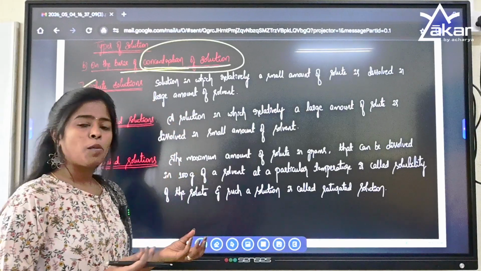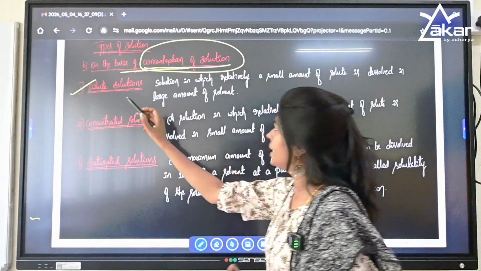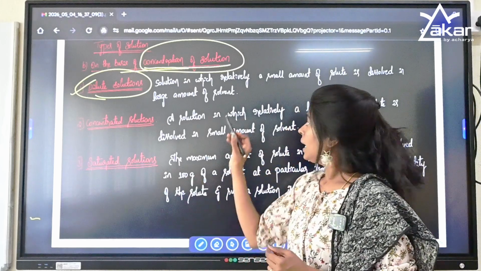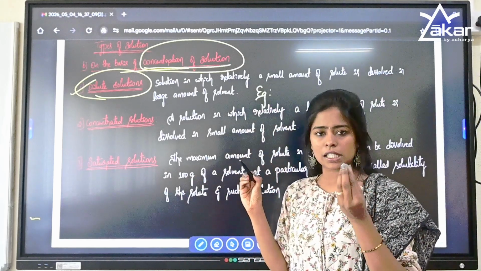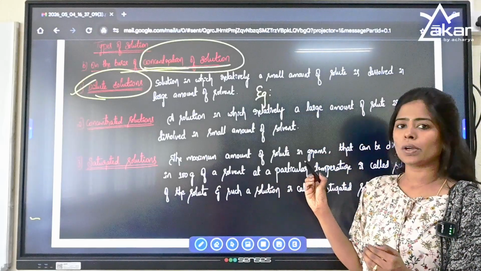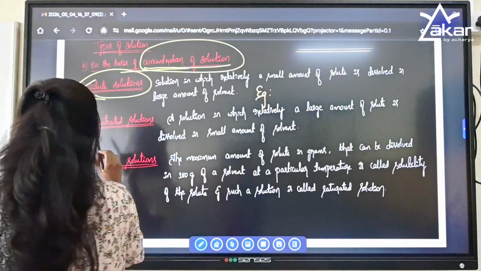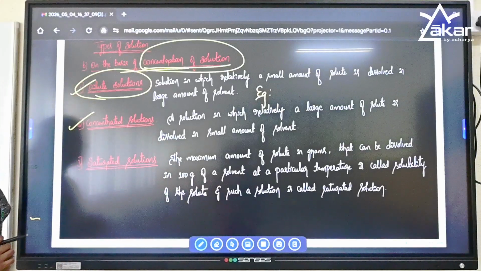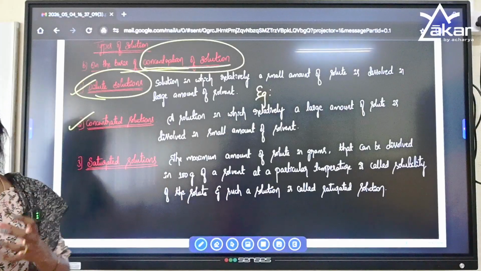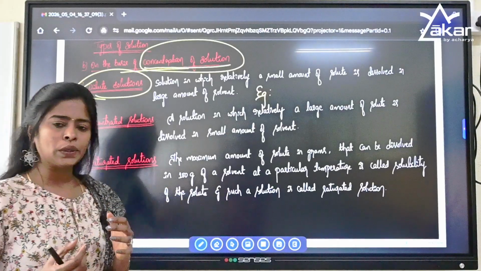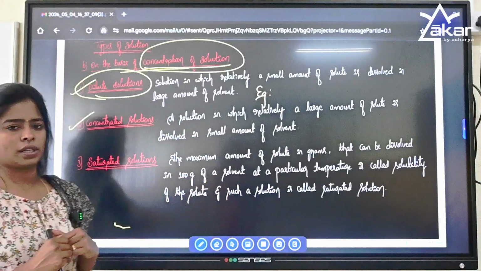A solution in which a small amount of solute is dissolved in a large amount of solvent, that we call a dilute solution. An example for dilute solution is a small amount of salt, that is solute, dissolved in a large amount of water, that is solvent. Second classification, concentrated solutions. A concentrated solution means a solution in which more salt or more solute is dissolved in less solvent, that we call a concentrated solution.